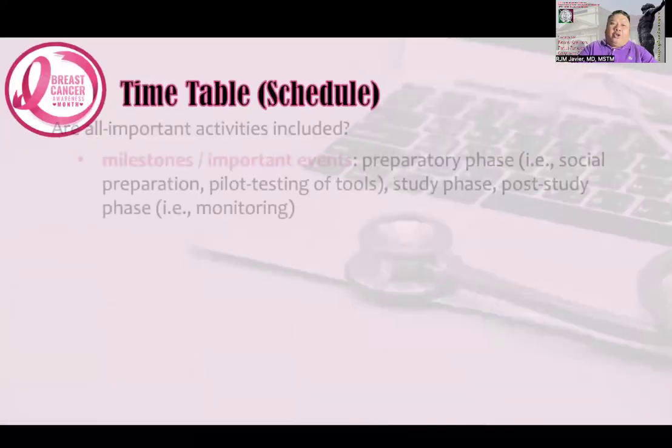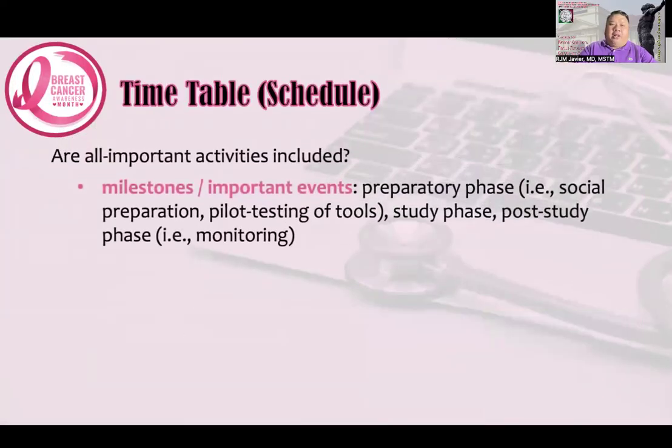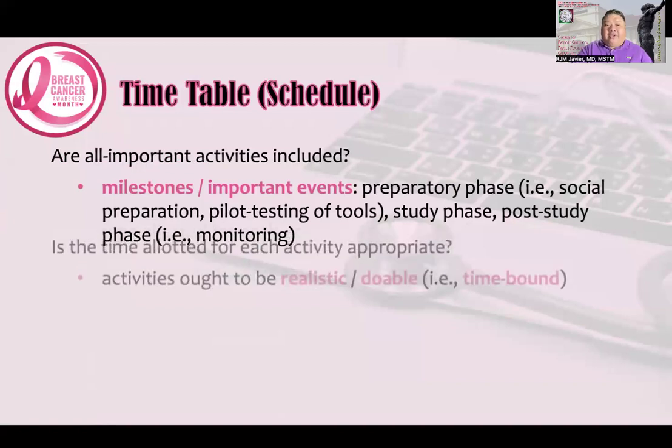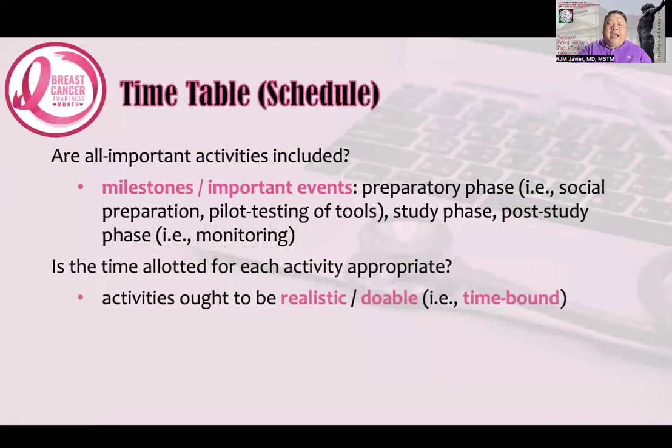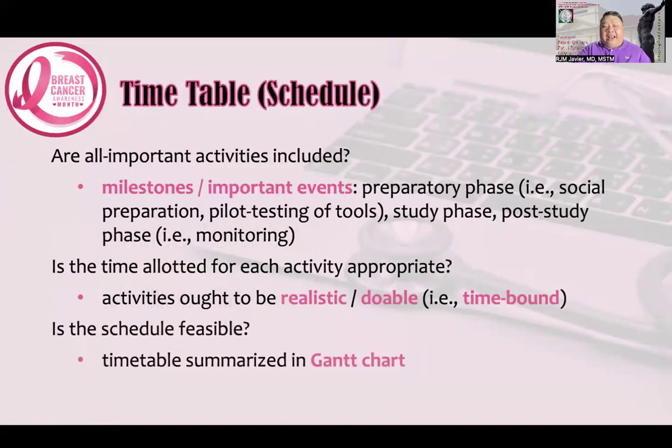Now, we also want you to put in your timetable. All important activities must be clearly stated in the Gantt chart or the timetable, which highlights or summarizes milestones or important events that will be part of the research implementation. Remember that your activities have to be realistic and doable, and it is to be considered time bound. Normally, we present the Gantt chart.